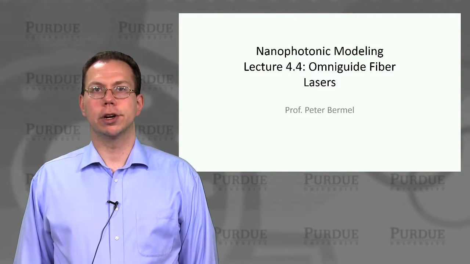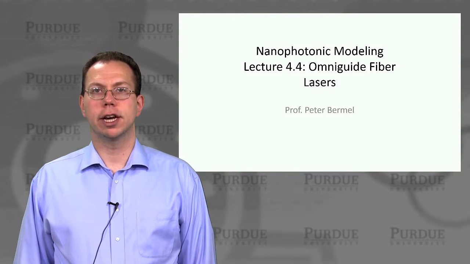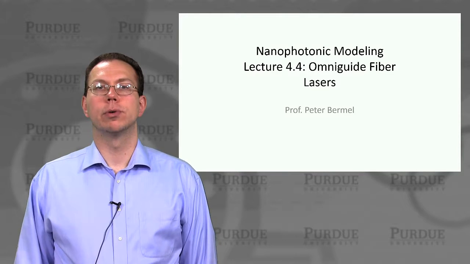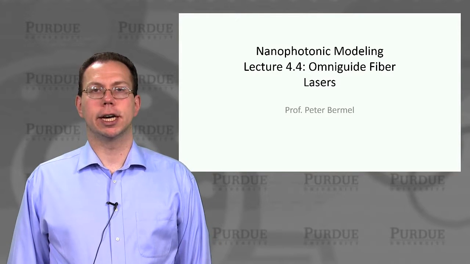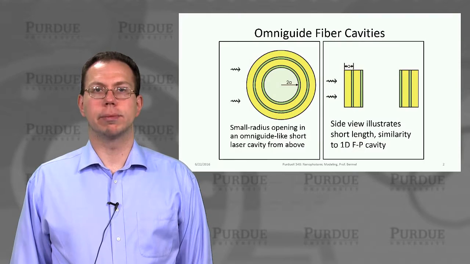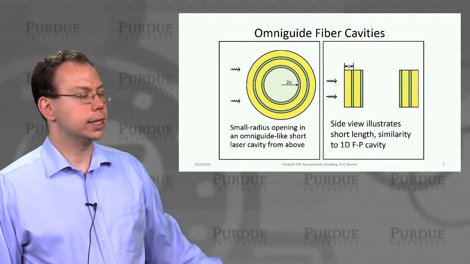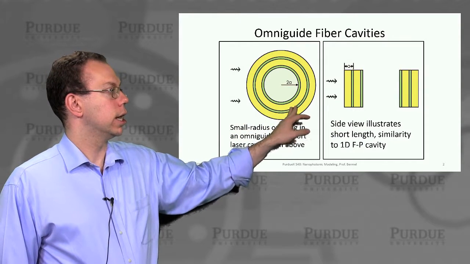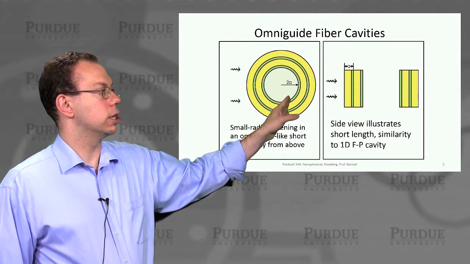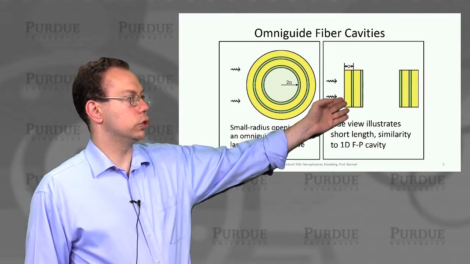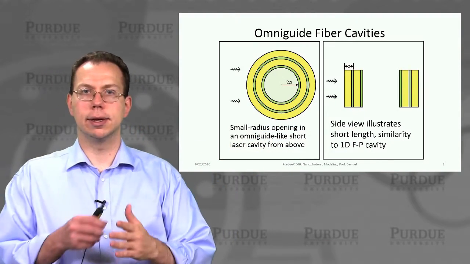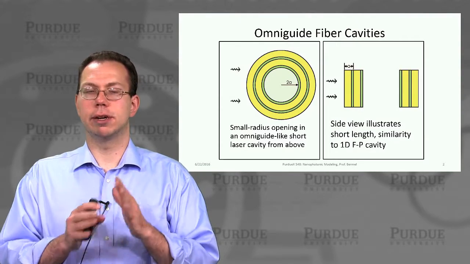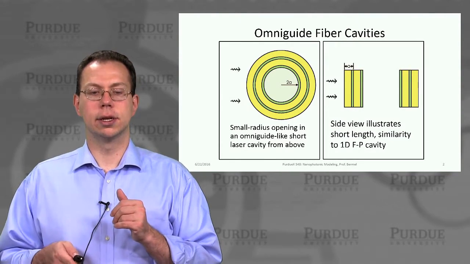So in the last lecture, we were just talking about 2D photonic crystal lasers, and now we're going to explore what happens when you have an OmniGuide-like structure for a fiber laser. In this cross-section, you have an OmniGuide, and the OmniGuide fiber in the simulation is assumed to be short, because we just want to see if you can generate the fiber laser pulse and then not worry about propagating it through a long distance.